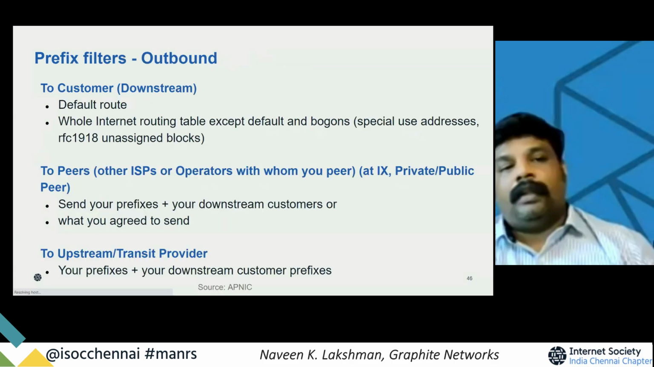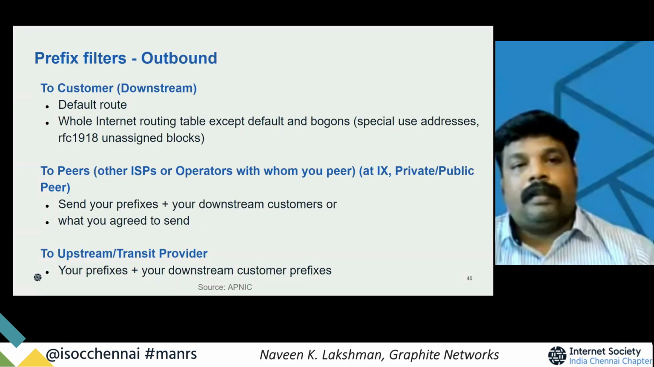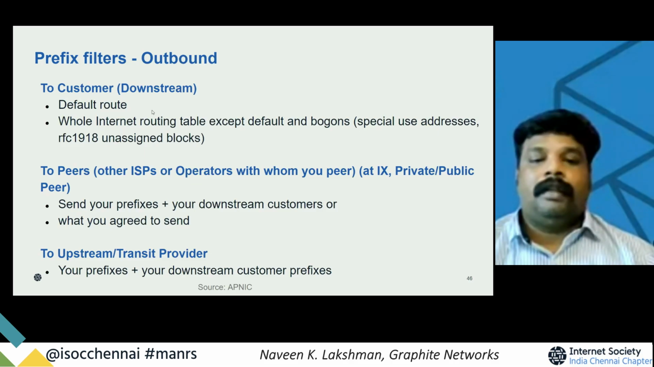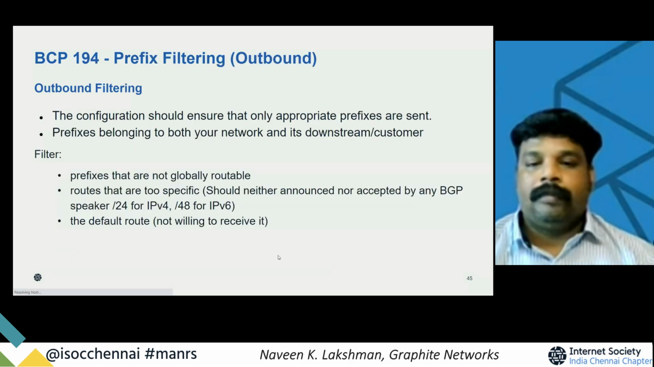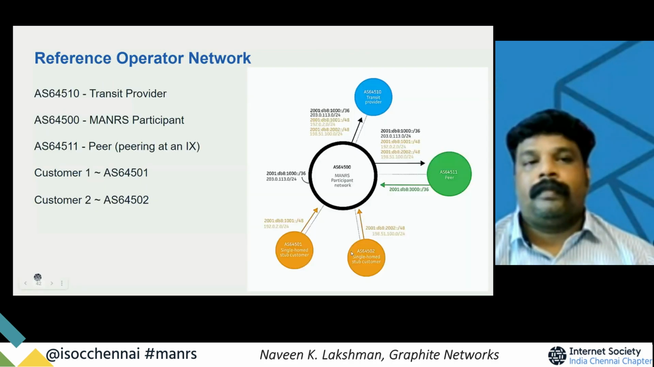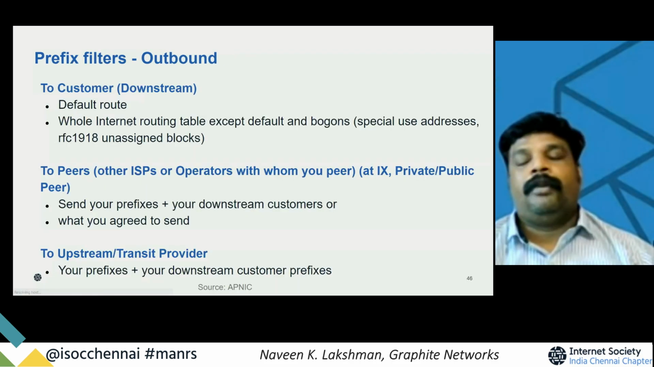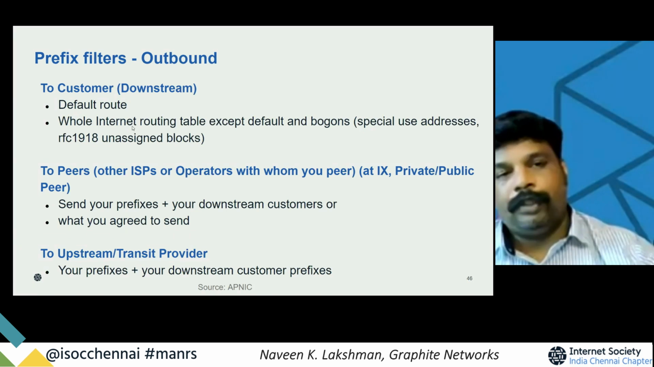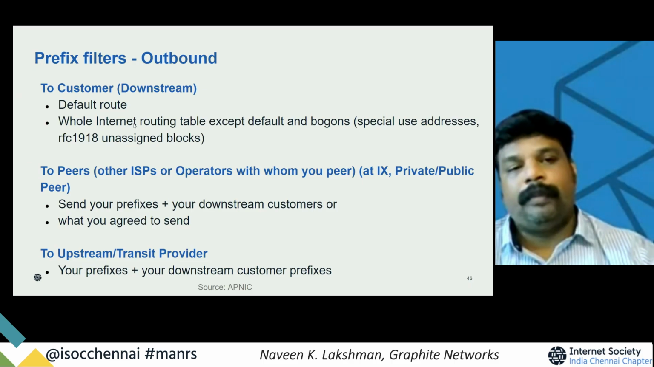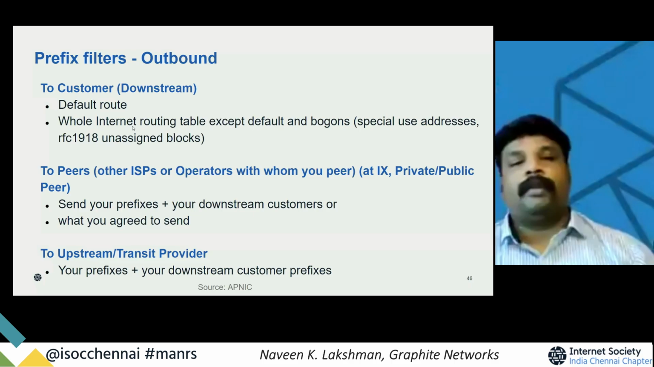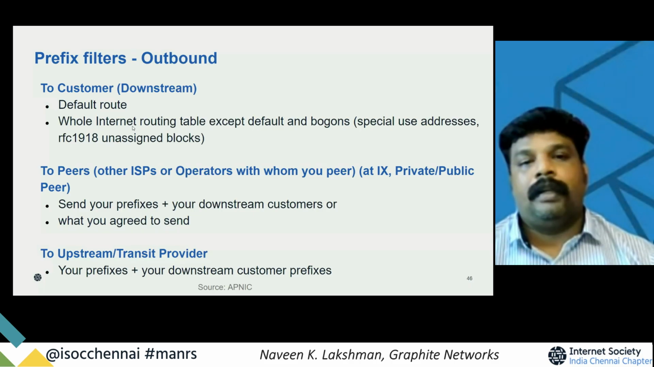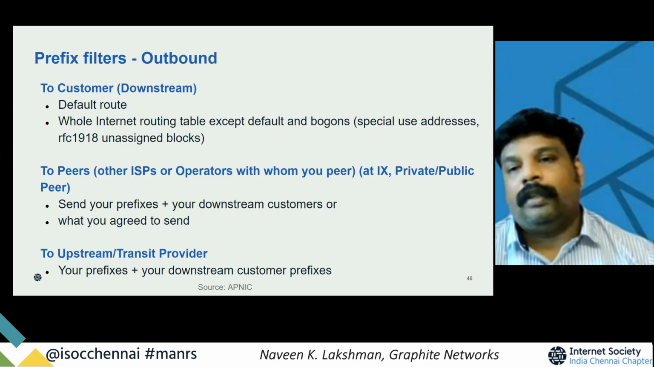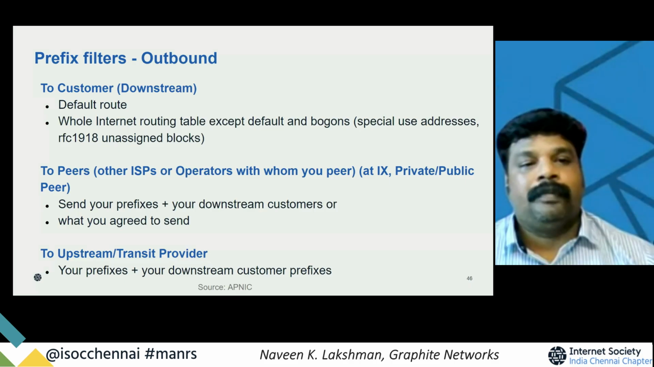Outbound filters. So to the downstream, downstream in the sense that this is your customers, you can send a default route because for the customer, if they want to reach some network, they have to reach you, right? So you can send a default route to the downstream, and if they have larger capacity routers, you can send the complete routing table, or you can just filter out the default and the bogons, which are special use case addresses, unassigned address blocks, and RFC 1918 address blocks.